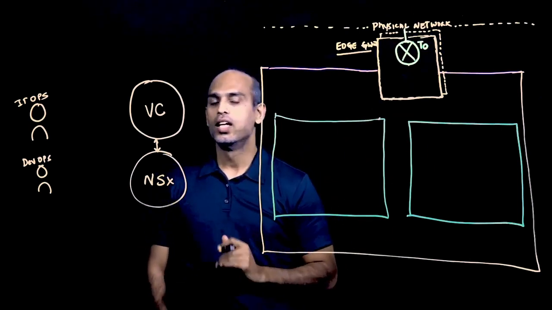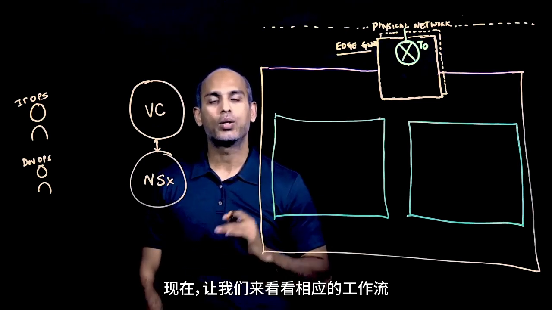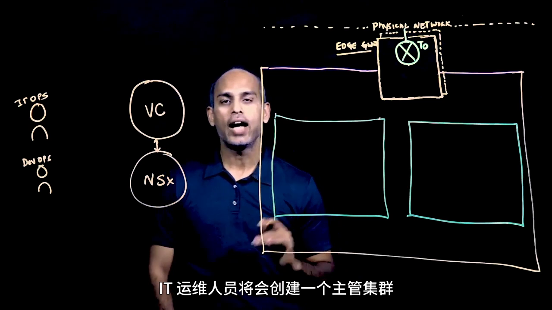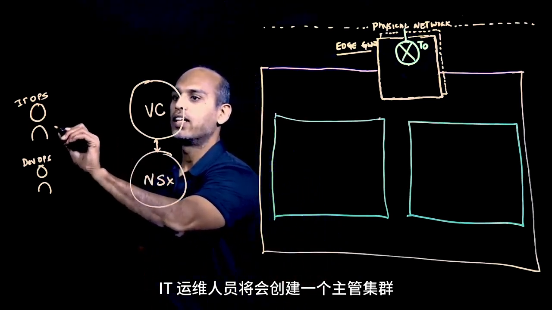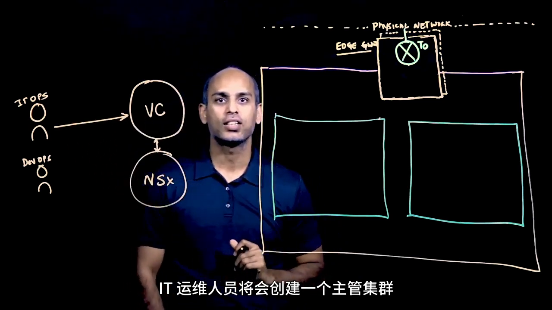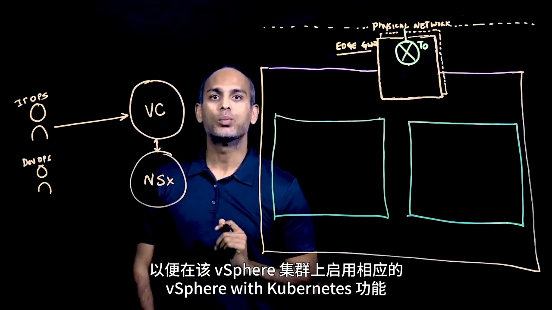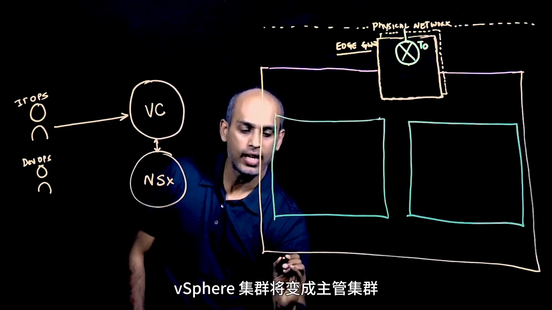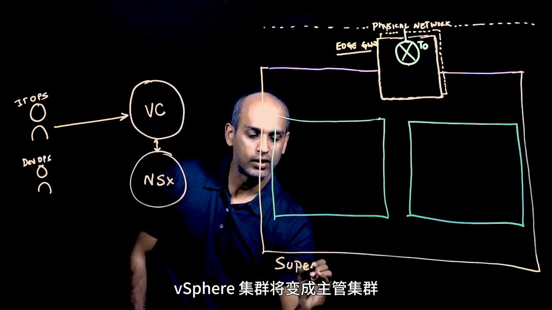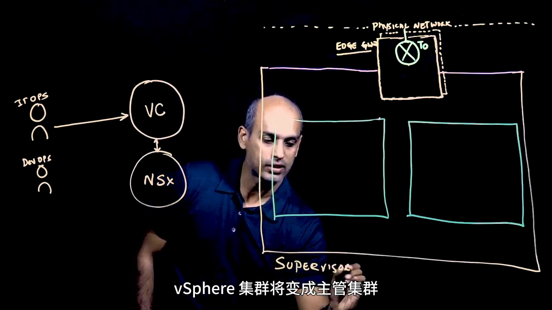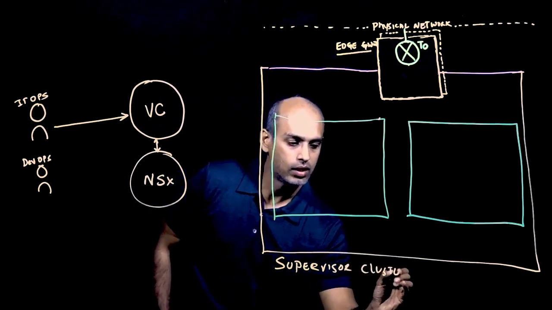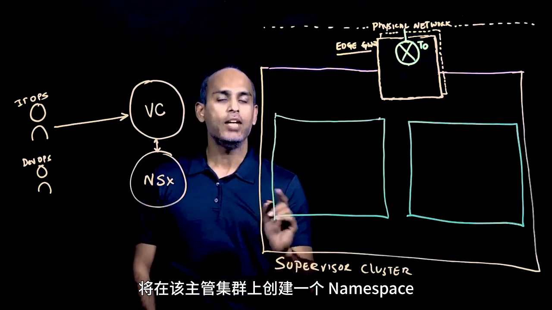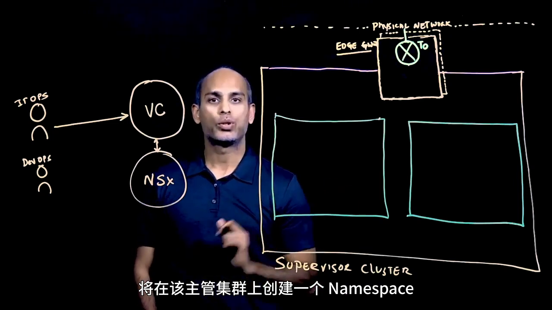Now, let's look at the workflow and see what happens behind the scenes from a networking perspective. So IT ops persona would come and create a supervisor cluster, which enables the vSphere with Kubernetes feature on that vSphere cluster. When he enables that, that vSphere cluster would turn into a supervisor cluster. And then the IT ops persona would create a namespace on that supervisor cluster.